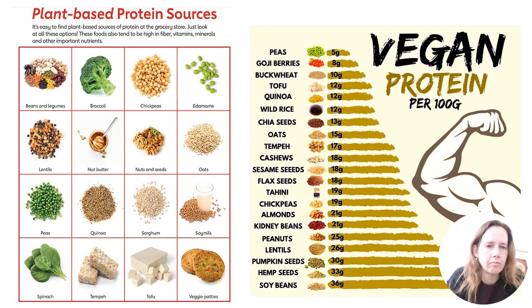Here's one overview about the plant-based protein sources. We have the beans and legumes, broccoli, chickpeas, oats, nuts and seeds. Oats and seeds, these nuts are very well known in Morocco. Morocco seeds a lot of them.